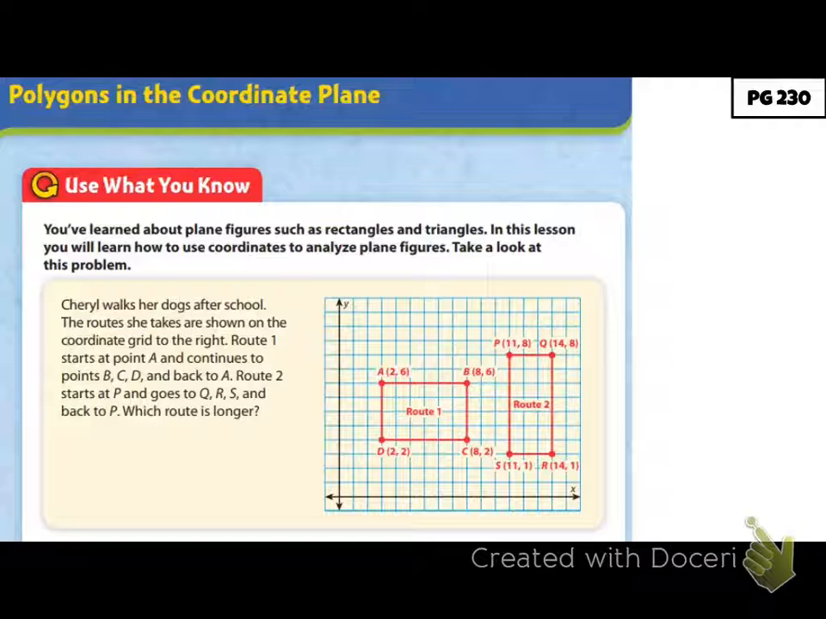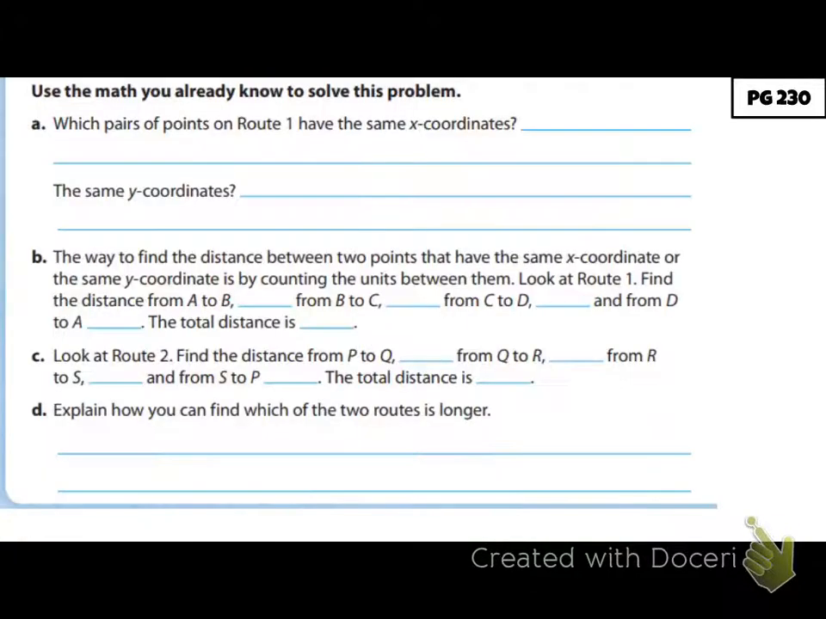Take a look at this problem. It says Cheryl walks her dogs after school. The routes she takes are shown on the coordinate grid to the right. Route 1 starts at point A and continues to point B, C, D, and back to A. Route 2 starts at P and goes to Q, R, S, and back to P. Which route is longer? So, we're going to use what we know to solve this problem.